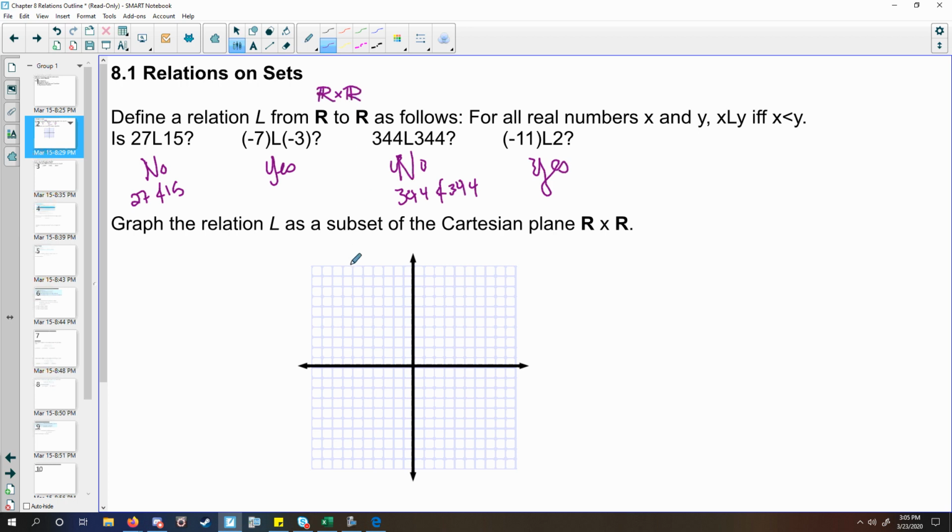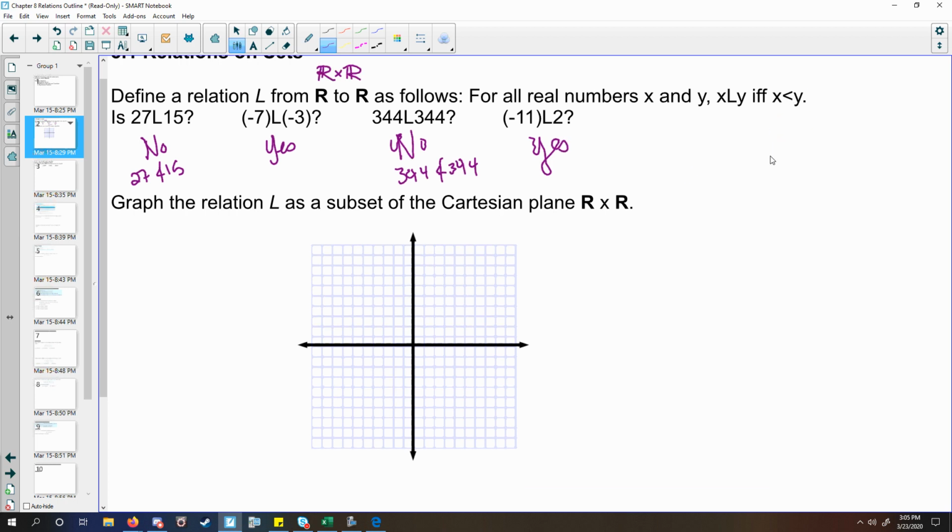Now, if you think about what this looks like graphically, you may find that it's much more easy to determine what the relation will look like. So if you recall from your algebra days, x less than y, you would treat this as what does the graph of x equals y look like? It's a 45-degree angle, and then because it's strictly less than, you're going to use a dotted line. So take a moment and graph that.